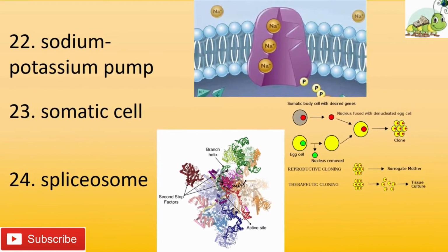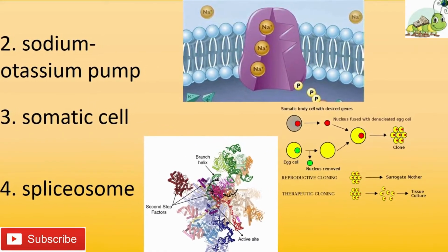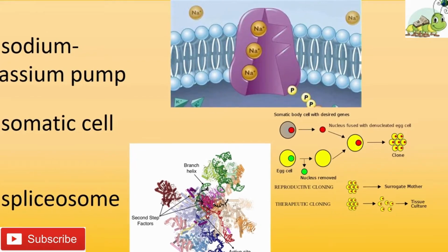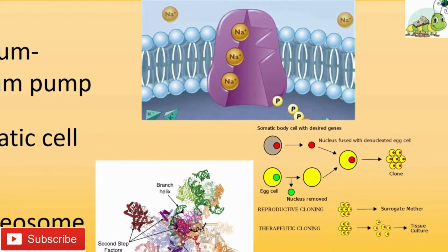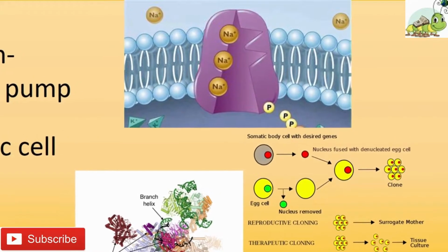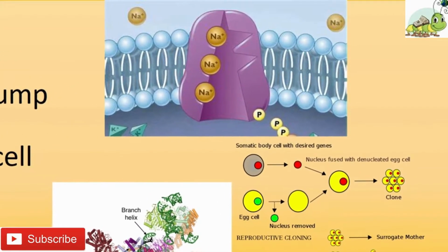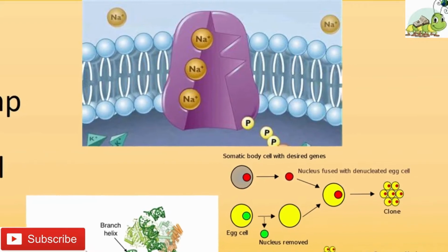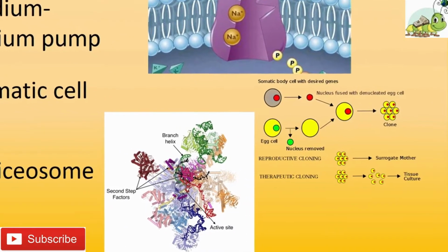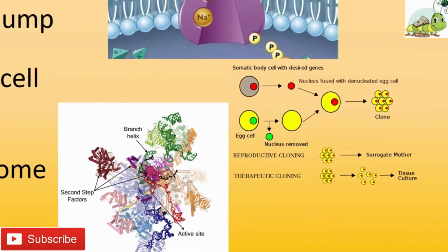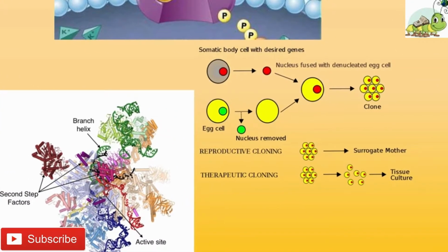Point number 22. Sodium potassium pump. It's also called the sodium potassium ATPase, a membrane embedded protein pump that uses ATP to move sodium out of a cell and potassium into the cell. 23. Somatic cell. All cells of the body excluding gamete cells are called somatic cells.